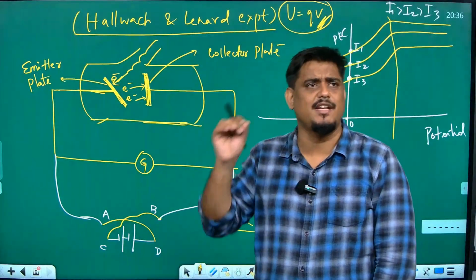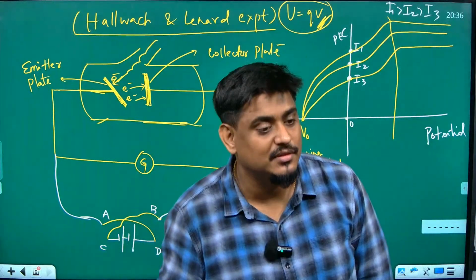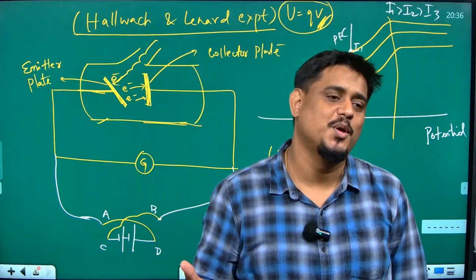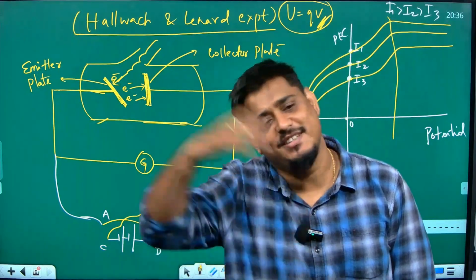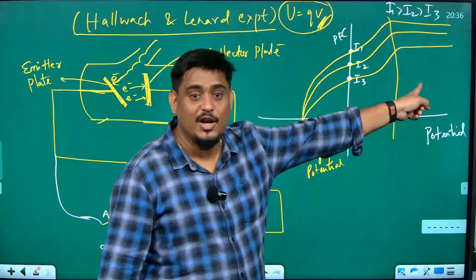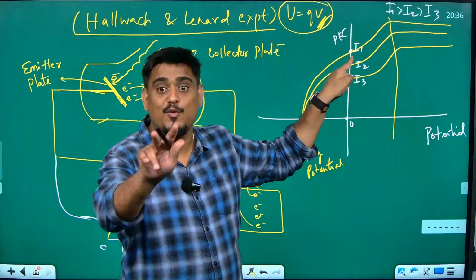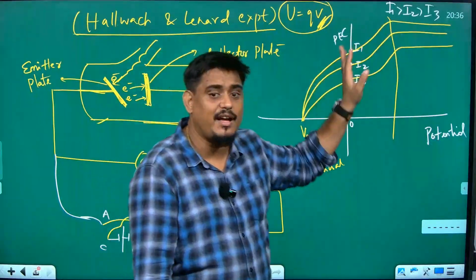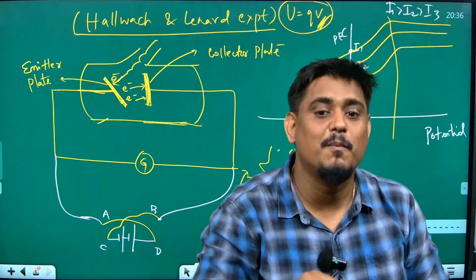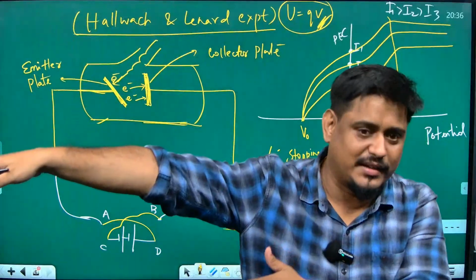Further increased, 70 were going. Further increased, 100 is going. All 100 went now. Increase further. Will the current increase? No. Because all the electrons that got ejected went to the collector plate. So it becomes saturated. Why is saturation different for different intensity? Because in the second case I have 200 electrons. In the third case I have 500 electrons. So we need more energy to send it to that collector plate.